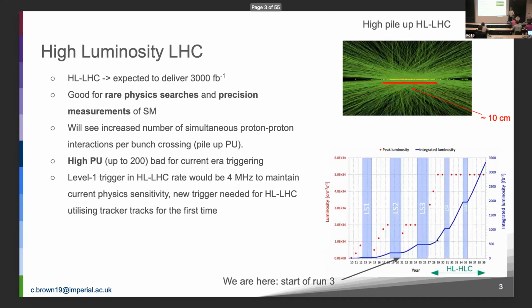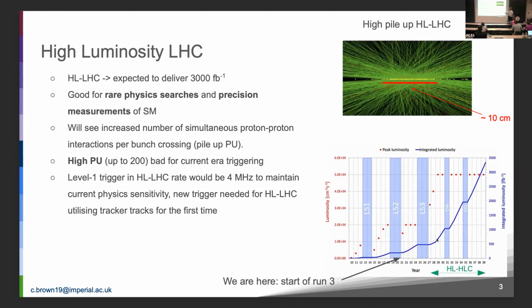But as I guess everyone also knows, we're going to be looking at the high luminosity LHC at the end of the decade. And by the end of its runtime, we're looking at about 3,000 inverse femtobarns of data. And this is great for our rare physics searches and precision measurements. Hopefully we can dig into some tantalizing hints of new physics.